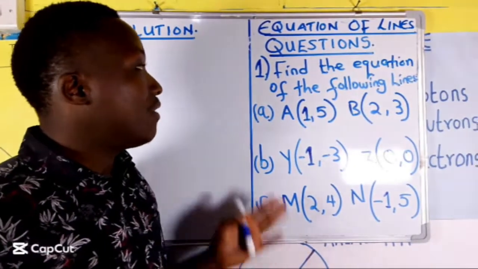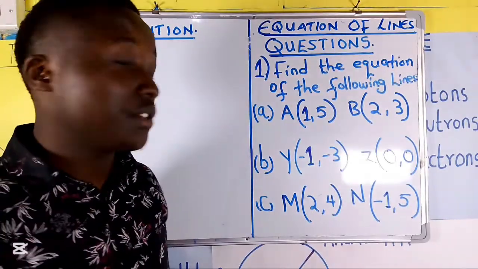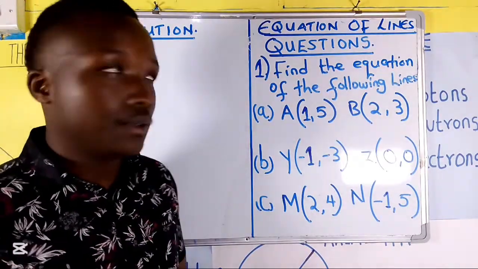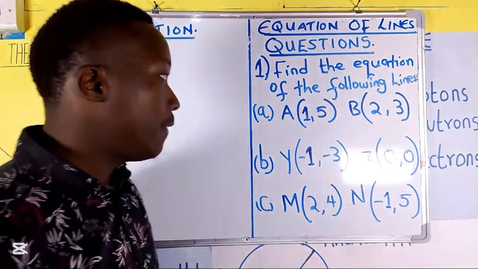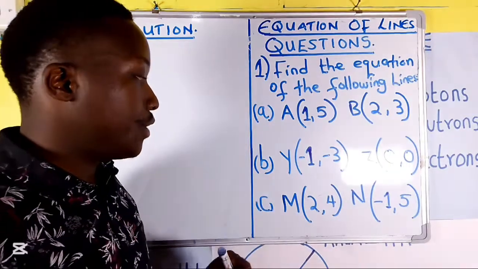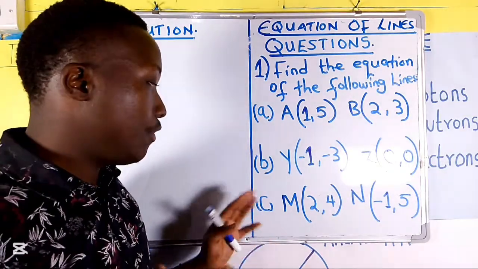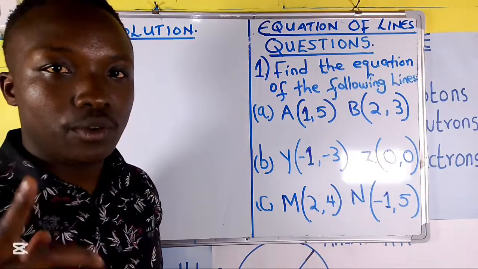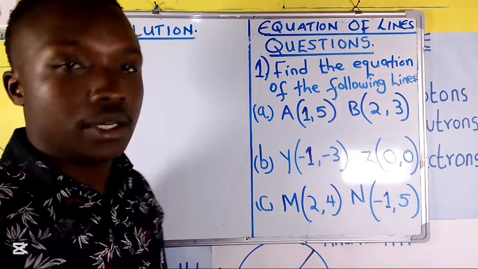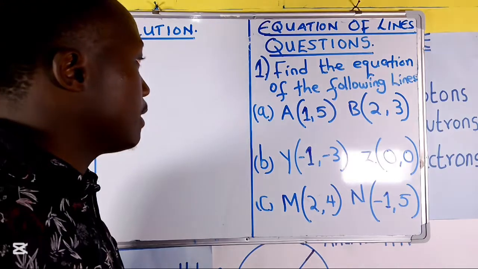Hello, we have a set of questions here that I want us to do. In our last lesson, we learned how to determine the gradient or the slope of a straight line. We did two questions and I left one question for you to do, and I hope you've already done that question. If you got your answer correct, ensure you drop that in my comment section.